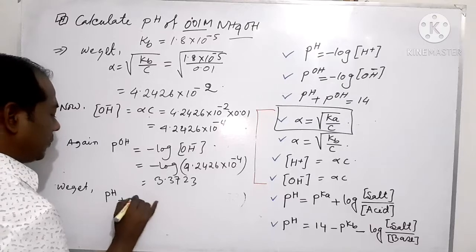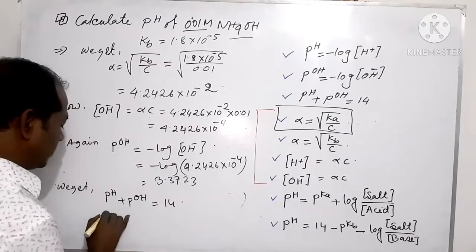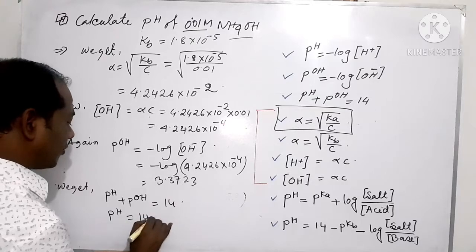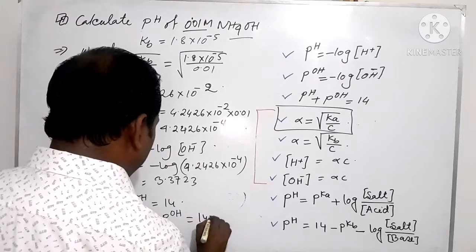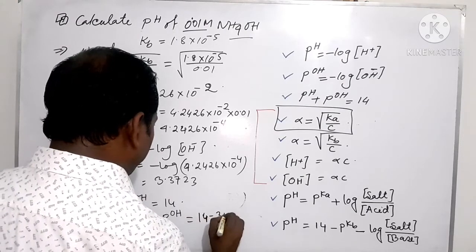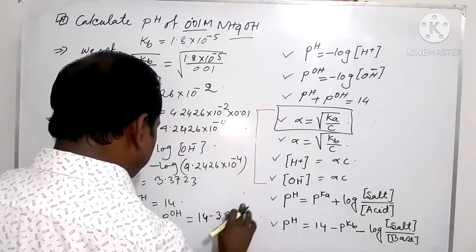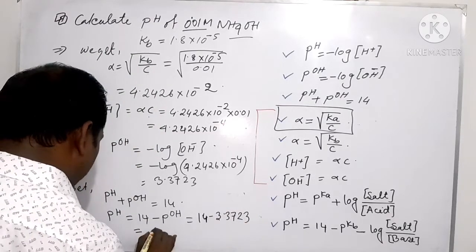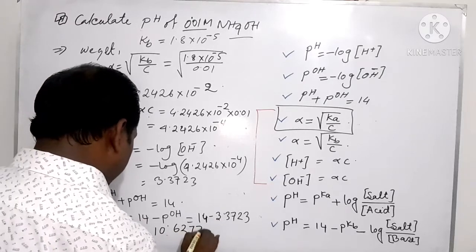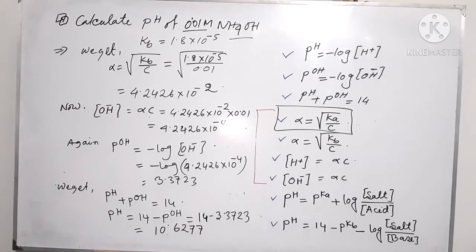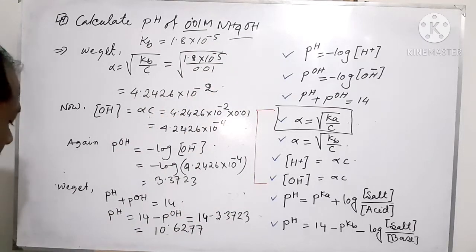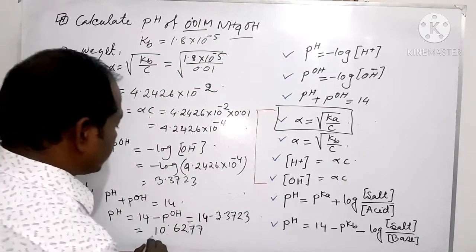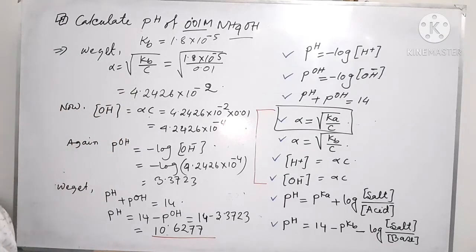And again we get pH plus pOH equal to 14. So pH equal to 14 minus pOH, that is 14 minus 3.3723, and we get the value 10.6277. So the pH of the ammonium hydroxide solution is 10.6277.